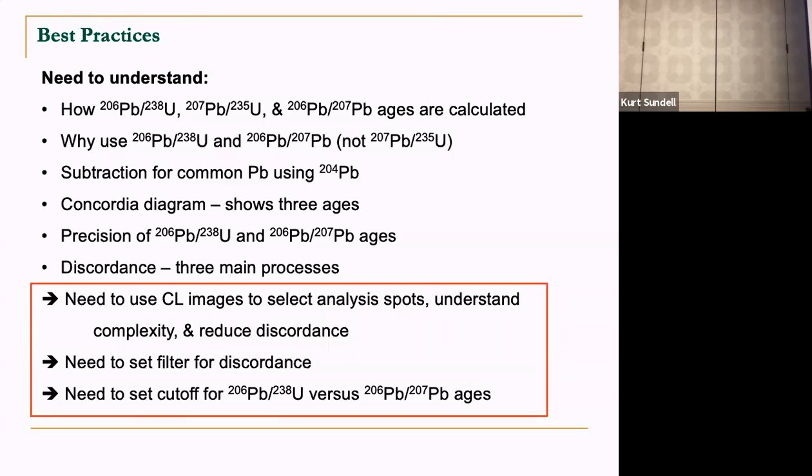You should understand the relative precisions of these 2 chronometers, and discordance and what can lead to it: inheritance, overgrowth, lead loss. I've put this red box around these 3 because this is where the onus is on you now. You've got to use CL images to select your analyses and really understand what you're analyzing. You need to be in control of your discordance filter. That is absolutely on the user. And then figure out where you want to set your cutoff ages between 206/238 and 206/207. Okay, so that's all I have for uranium-lead basics.